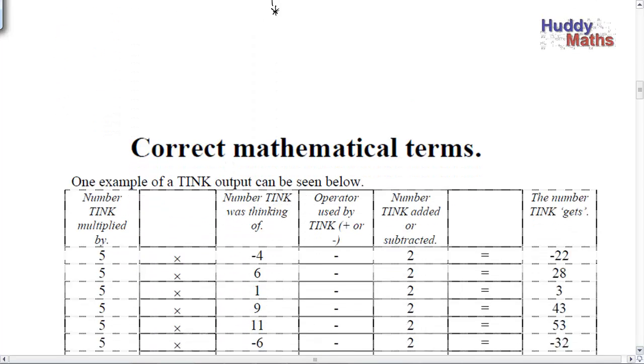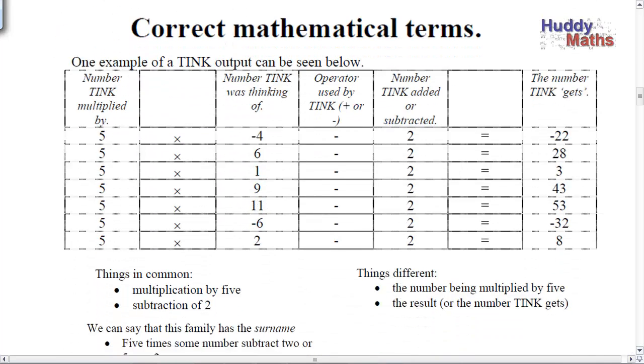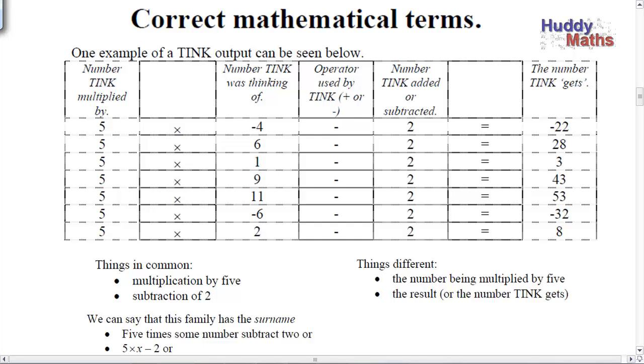All right, come down. We're going to use some correct mathematical terms now. And I think you saw some of that in Algebra. What's that? The first presentation in this series. So, let's have a look at this table. What are things in common down here? First of all, multiplying by 5. Here's all the 5s here. And subtraction of 2. Here's all the 2s being taken away. Things that are different: the number being multiplied by 5, and we call that the generation, and the result, or the number that Tink gets, the family member, the individual family member. So these differed, and the family members we produced differed.